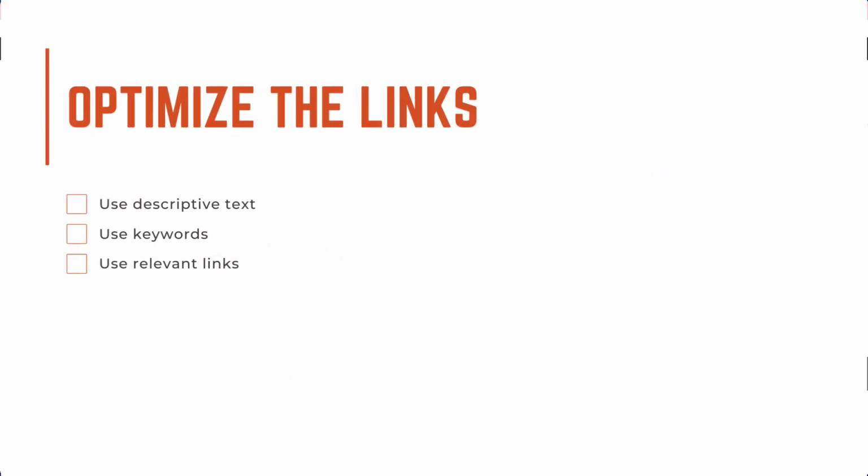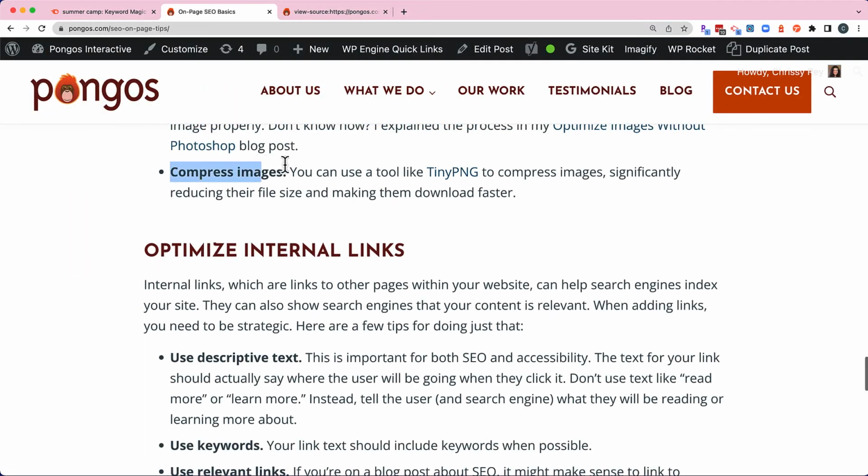But you want to try to use the keywords for the page that you're linking to when possible within those links. And you want to use relevant links. So in this page, this section talks about compressing images, and here I'm linking to a tool that's specifically for compressing images. You want it to be relevant to the content of the page.